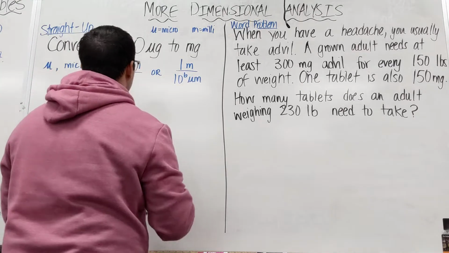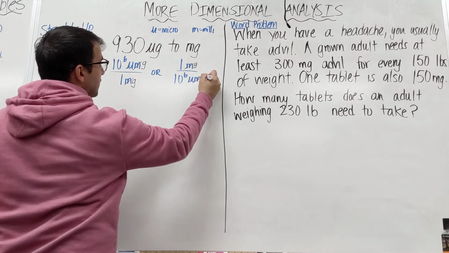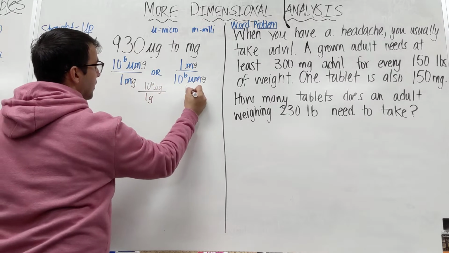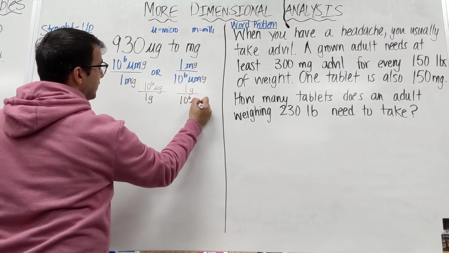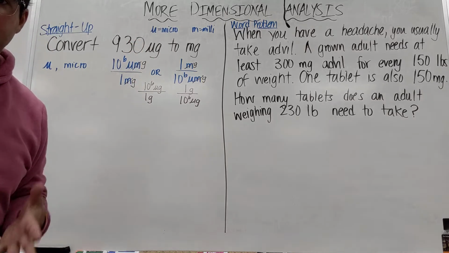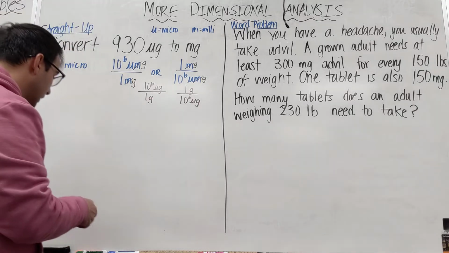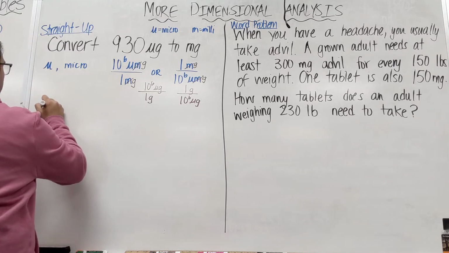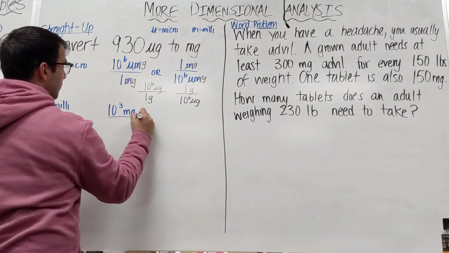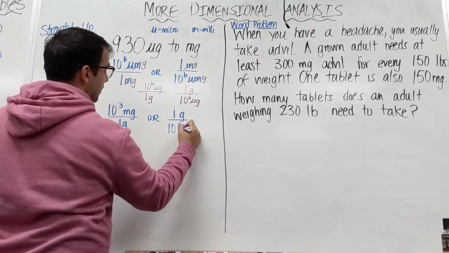So I'm going to use a different color. I'm just going to cross out that m and put g. And so now it'll be 10 to the 6 micrograms over 1 gram, or 1 gram over 10 to the 6 micrograms. Another unit in here that I have is milligrams, or mg. So if I look at the table, m is milli, I get 10 to the 3rd milligrams over 1 gram, or 1 gram over 10 to the 3rd milligrams.